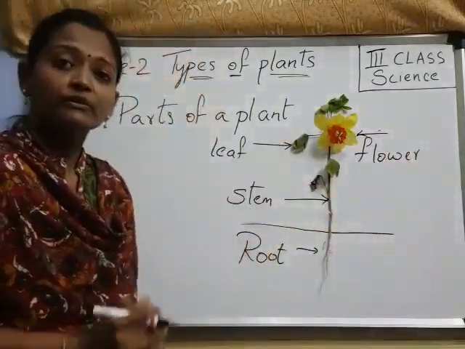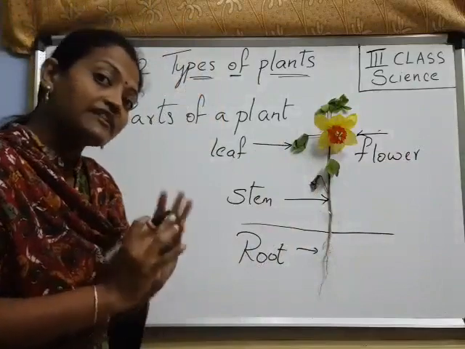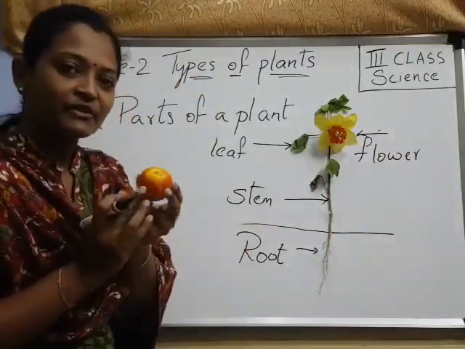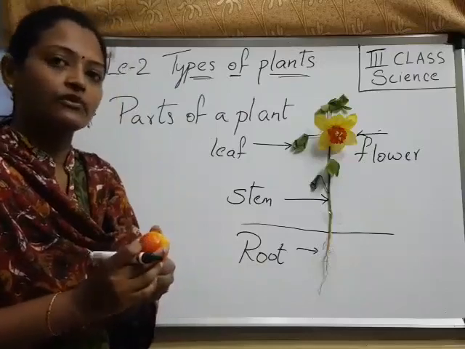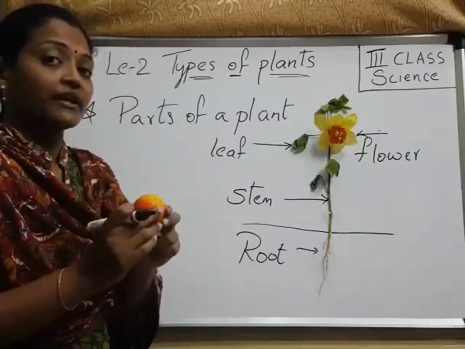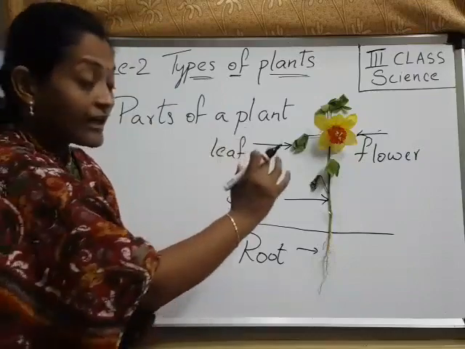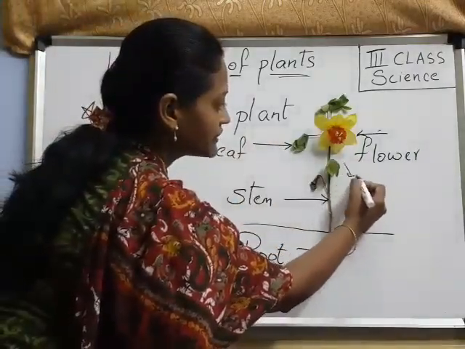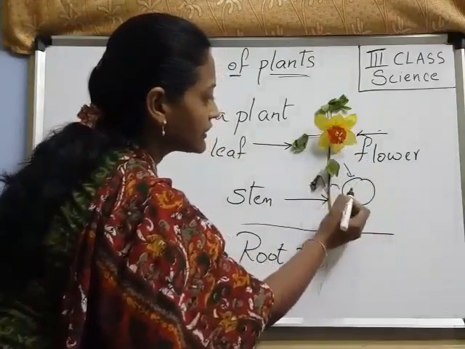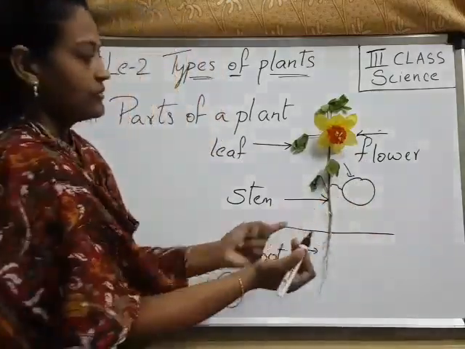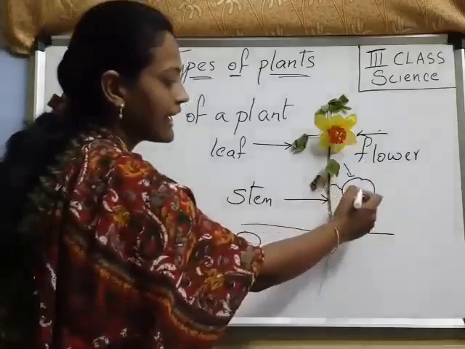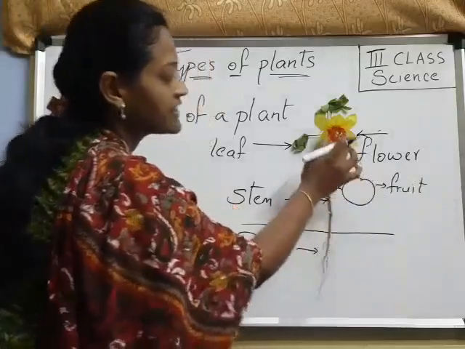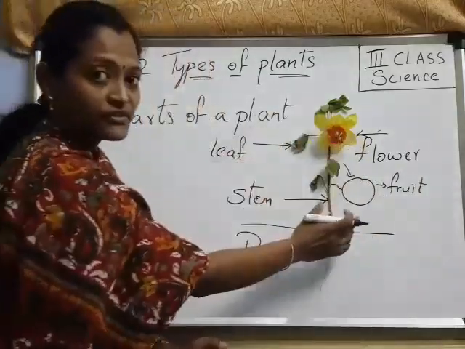Now, the flower changes into fruit. See here, this is the fruit, right? Fruit means vegetable or a fruit, anything. This is the vegetable, okay? Now, the flower changes into a fruit. It has a fruit also, remember, okay? This is what? Fruit. How will you get it? From the flower. Flower changes into fruit.